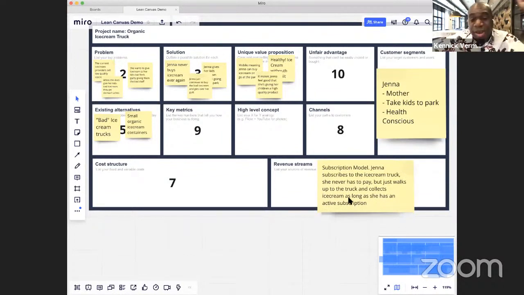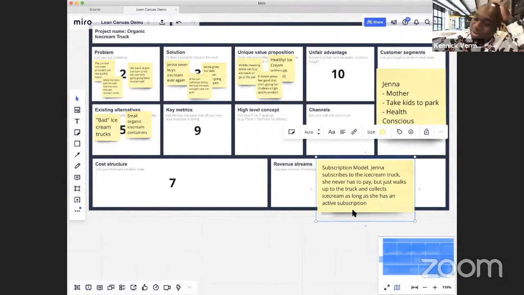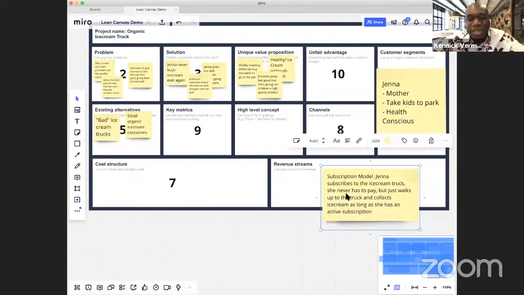Now, as we understand in the ice cream truck world, there's no such thing as a subscription model, and this could actually be the unfair advantage and a unique value proposition as well. But once you take the time to do a bit more customer research and validation, you could test this idea with your customer before actually implementing it or writing the, what's that called? Business plan.